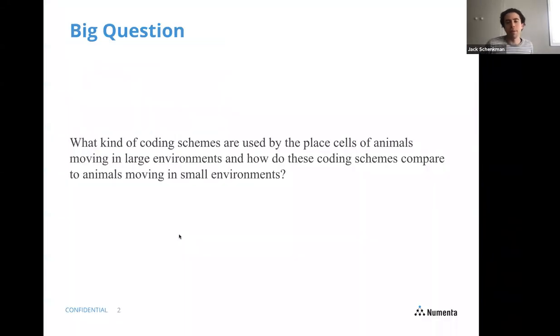Okay, so really the big question that this paper is trying to address is basically how do the encoding schemes of place cells differ when an animal is in a large environment versus a small environment. And I should say, if you have any questions, please feel free to interrupt me as I'm going.